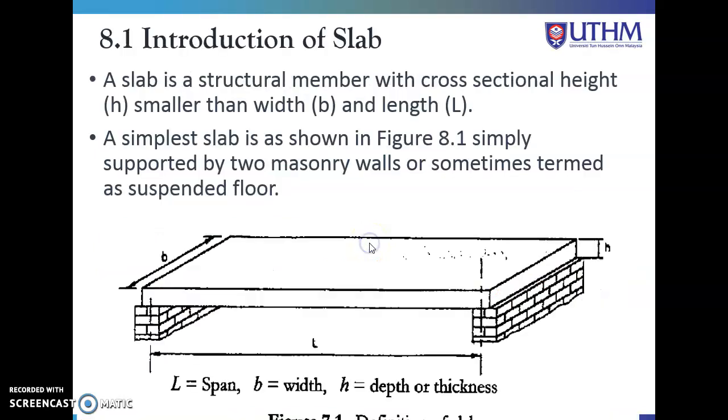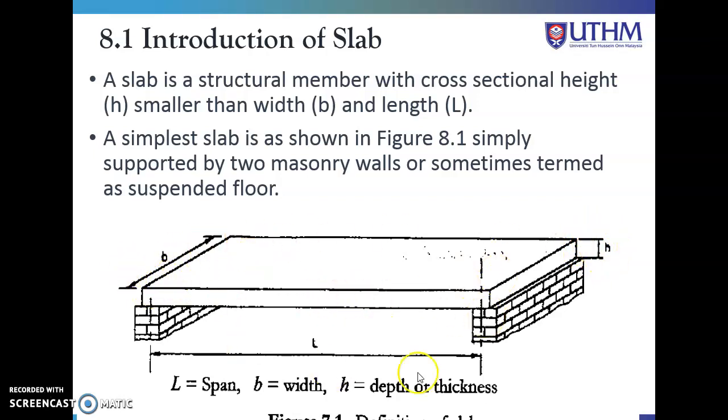Okay, right. So introduction of the slab. Okay, slab tu apa sebenarnya? Slab ni adalah common structural element of the modern building, and biasanya position dia adalah dekat on the ground or supported by beams or columns or walls or other framework. Okay, so slab is a structural member with a cross-sectional height, okay, with a cross-sectional height which is smaller than the punya width and also length.